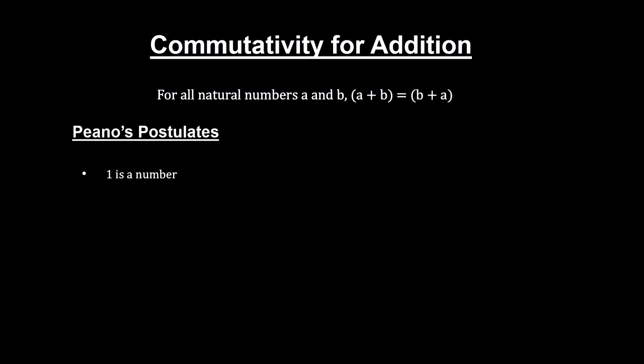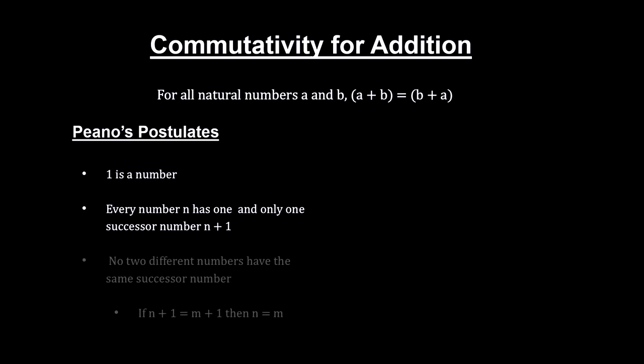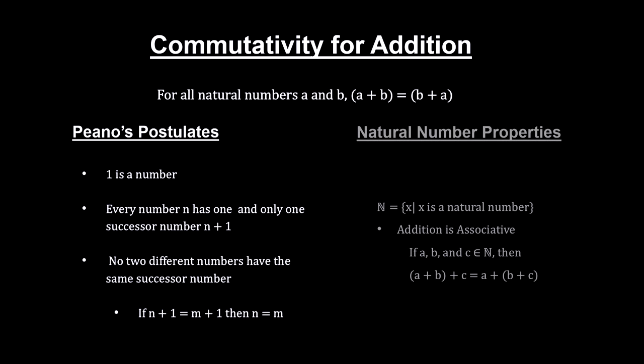The postulates are: 1 is a number. Every number n has 1 and only one successor number, n + 1. No two different numbers have the same successor number. And the associative property of addition: (a + b) + c is equal to a + (b + c).